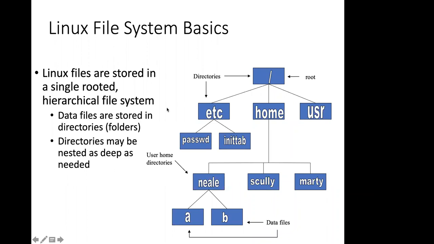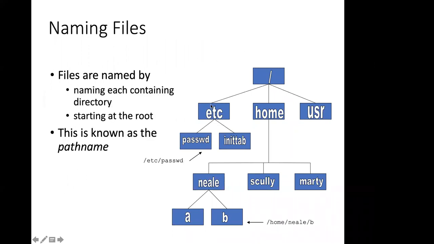That's how the whole file system is structured. All the files are named by naming each containing directory, starting at the root. This is known as the path name. For example, if you want to know the full path of A, then it is /home/Neil/B or A. That's how the files are named: /home/Neil/B.